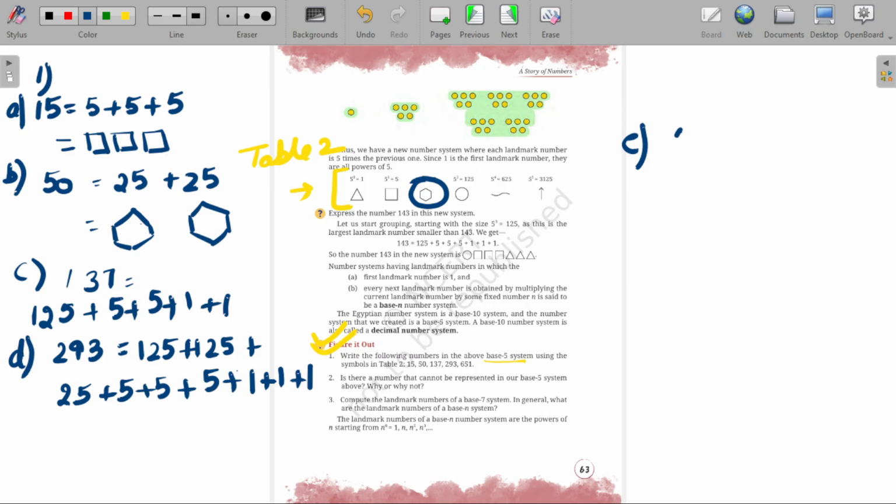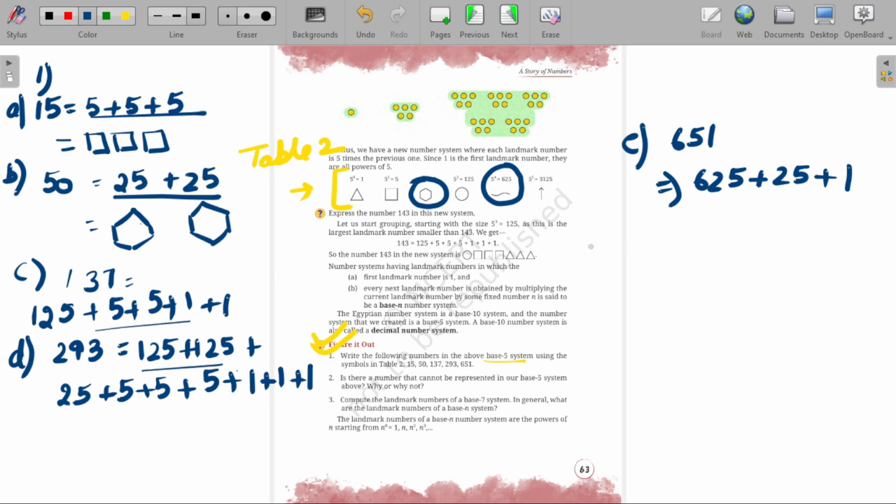Part E of this is 651. We haven't yet used 5 raised to 4, so we'll use it here: 625 plus 25 plus 1. See, all the expansion is done in the powers of 5. Try it on your own. Now moving to question number 2 of this Figure it Out: is there a number that cannot be presented in our base 5 system? Yes, there is a number, that is 0.